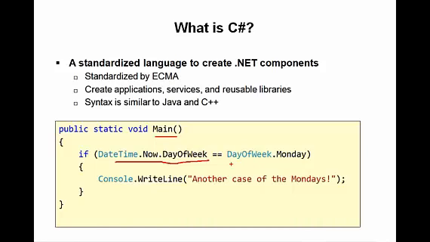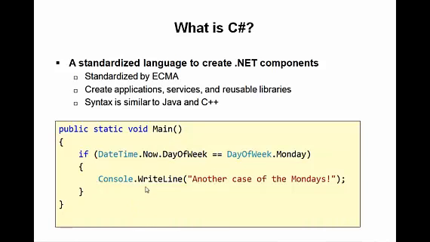If that day of week is equal to Monday, and we'll check that by using a double equal sign. So if the current day of the week is Monday, then we will branch inside of this if statement. So we'll execute the code inside of the curly braces.